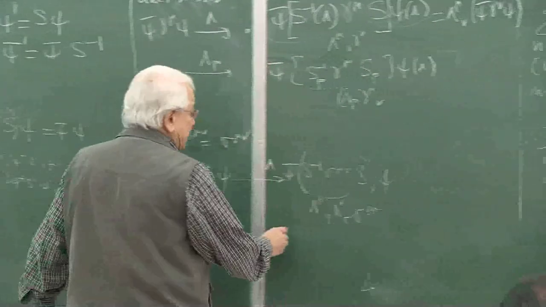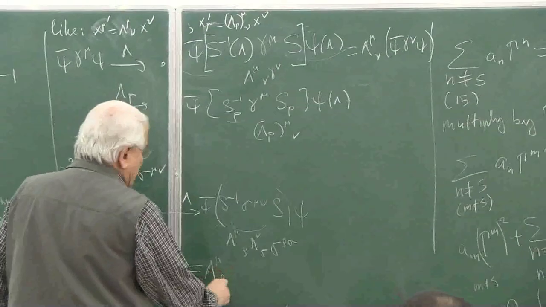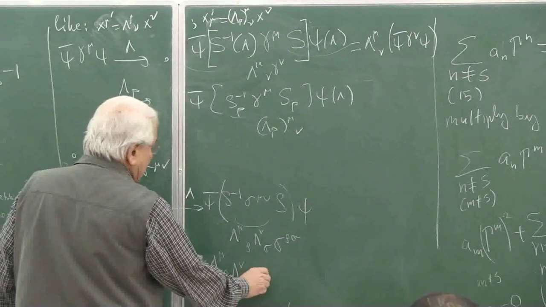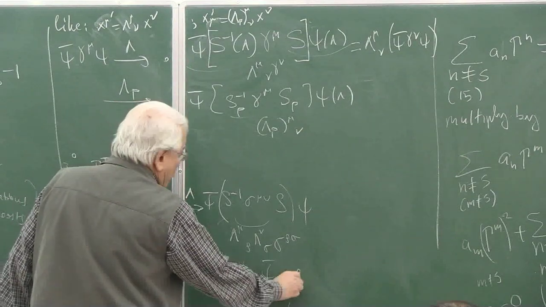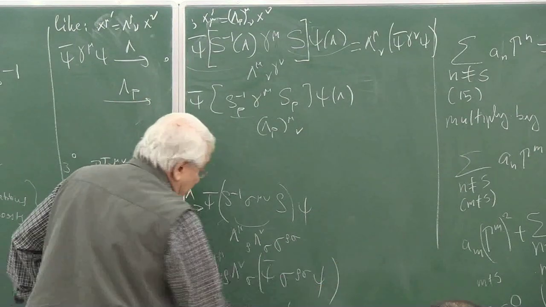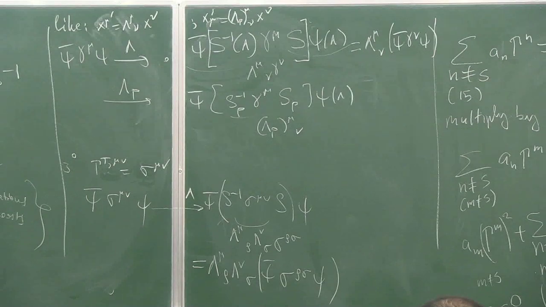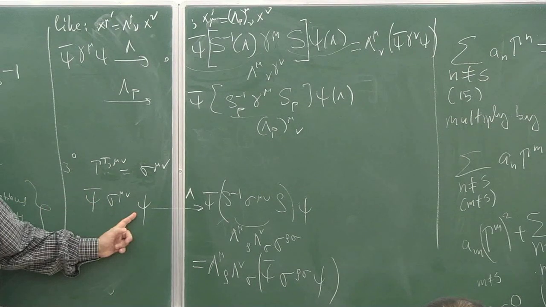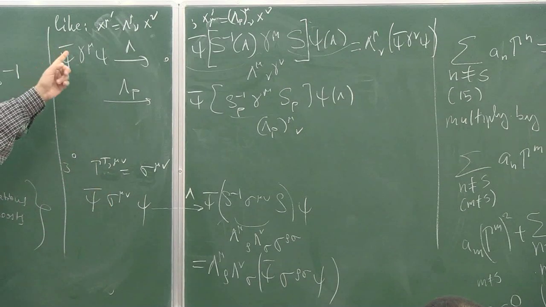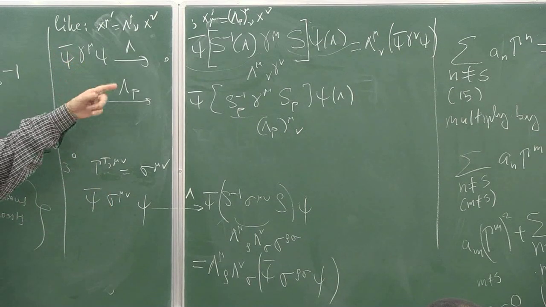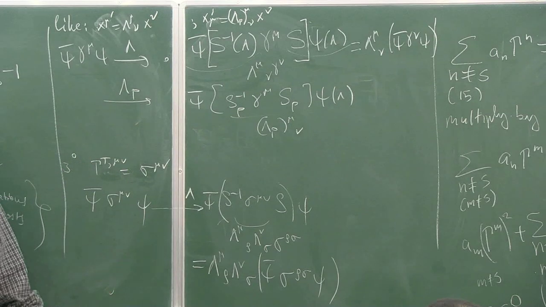So what is the right-hand side then? The right-hand side is lambda mu rho, lambda nu sigma, psi bar sigma rho sigma psi. What is it? This transformation looks like the product of x mu, x nu, right? If you take the product of two x's and transform, you just get that. So it's a tensor, right? It transforms like the product of two upper-indexed x's. If they are mixed or lower-indexed, you can repeat the same argument again. So it is indeed a tensor bilinear.